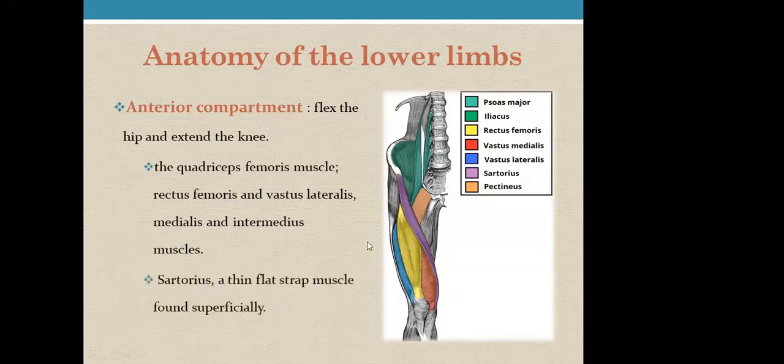The sartorius, which is a thin, flat strap of muscle found superficially. هذا هو sartorius. وهذا هو الquadriceps اللي هي consist of vastus lateralis ومedialis والintermedius.